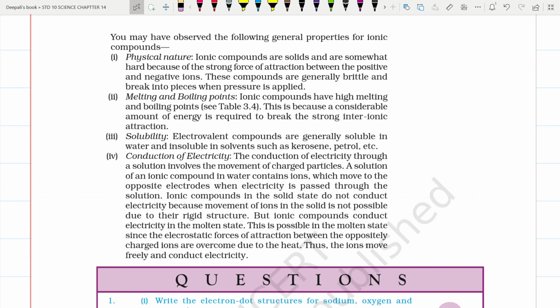Solubility: they are generally all soluble in water but insoluble in solvents like kerosene and petrol. Conduction of electricity: the conduction of electricity through a solution involves the movement of charged particles. A solution of an ionic compound in water contains ions which move to the opposite electrode when electricity is passed through.